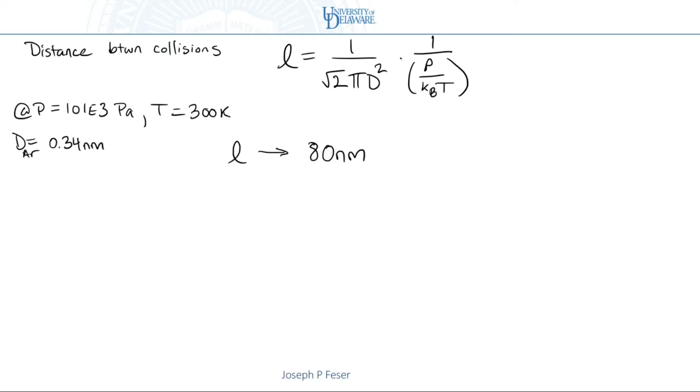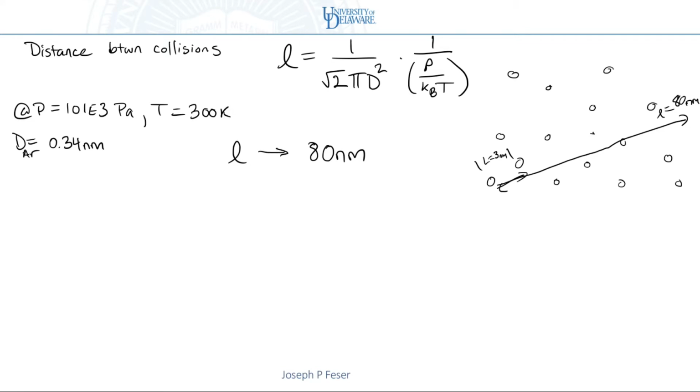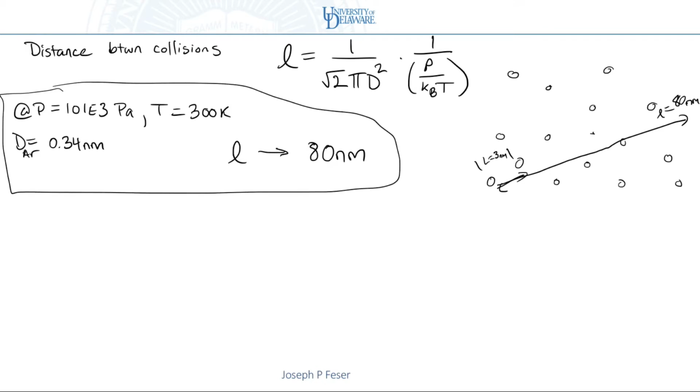So if we're trying to draw these things, this was supposed to be something like 3 or 4 nanometers, the distance between atoms. That means that on average, this thing can actually go something like 80 nanometers before it's statistically likely to run into another atom. That's quite a long distance. A little surprising, I would say. But anyway, at atmospheric conditions, the mean free path is something like 80 nanometers.